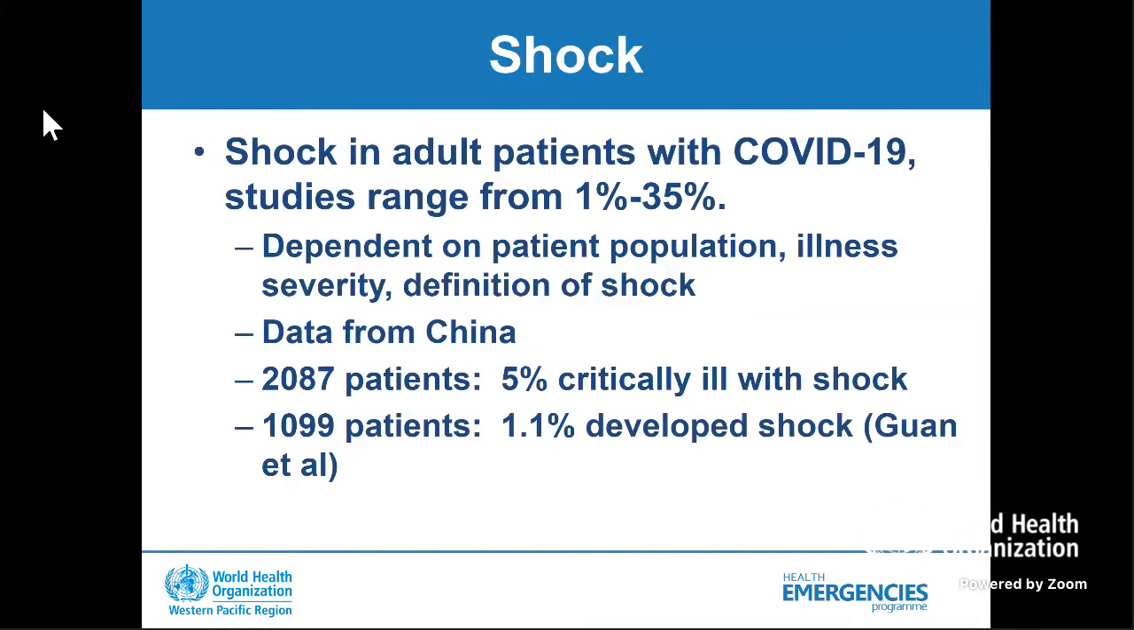So how common is sepsis and how common is shock in COVID-19? It's hard to define. The reporting demonstrates very high variability. Studies range from as low as 1% to up to 35%. This, of course, is dependent on the patient population, especially age and amount of comorbid factors, such as cardiac disease. It also depends on how ill the patients were in the series. Most importantly, though, it's the definition of shock that they use, which we will talk about in more detail. The data we have from China, in one study, over 2,000 patients, about 5% were critically ill with shock. In another study by Guan et al., over 1,000 patients, only about 1% developed shock.